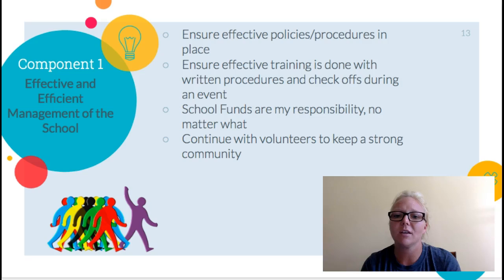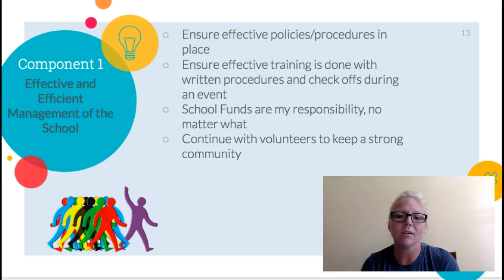Ensure that effective training is done with that written procedure so that there's no question about what needs to happen, that anyone volunteering can follow the written procedures and the checkoffs during an event. School funds are definitely my responsibility no matter what. So whether I'm busy at a staff event, I still need to ensure that money is being handled appropriately. And so if that means that I need to find additional staff to help me, other administrators, whatnot, then I need to find a better solution to allow myself that time to oversee the money situations.